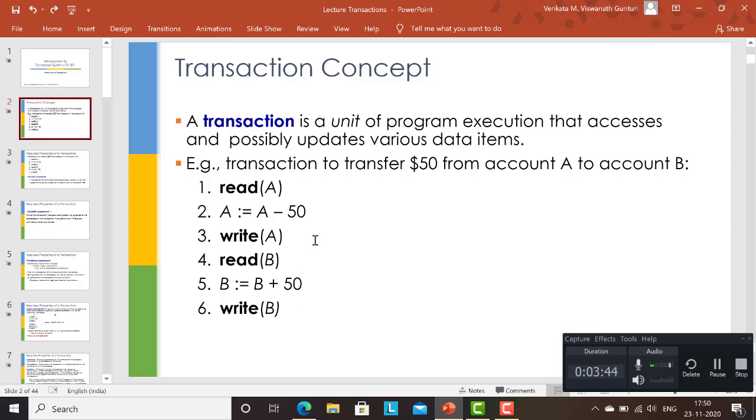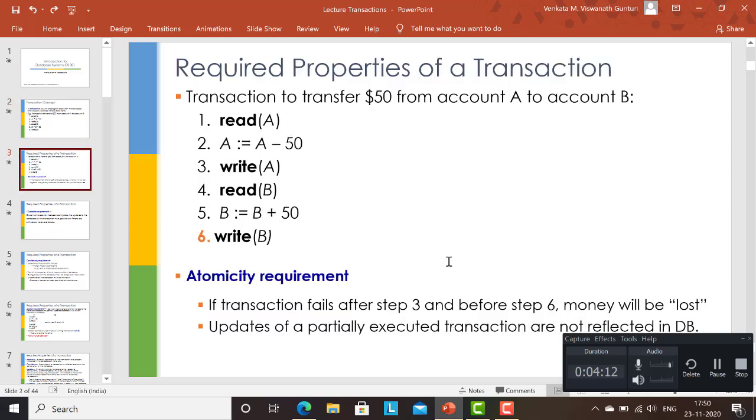This is what I was saying, that a transaction at its fundamental level can be one SQL statement, or it can be a collection of SQL statements also. Your database allows you to define it in this way. So this is an example of a transaction: I'm taking $50 from account A and then depositing it into account B.